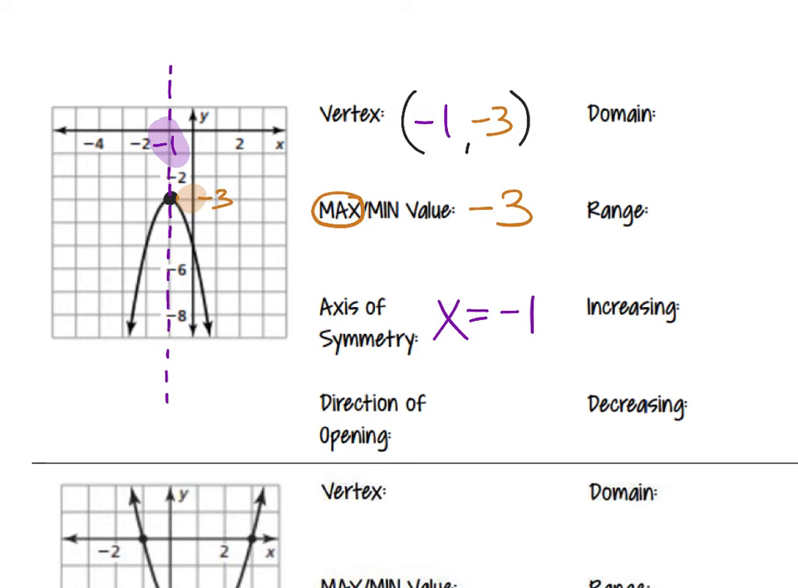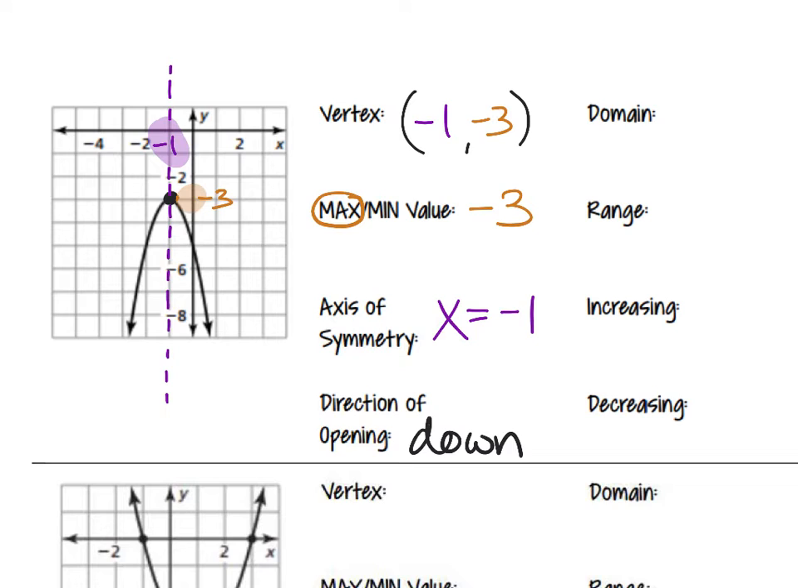Now, you may not have been asked the words direction of opening before, but it's just as straightforward as it sounds. Which directions are the arrows going? Down or up? Down. So this is opening down. That's how we would answer that. It opens down because the arrows are going down. Pretty simple question, just may not have been asked that before. It gets pretty important in Algebra 2.